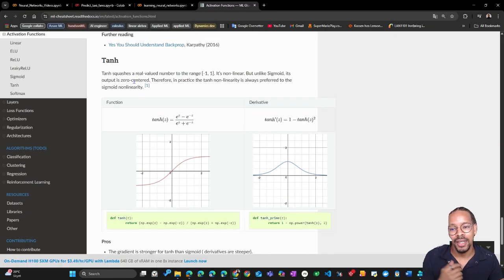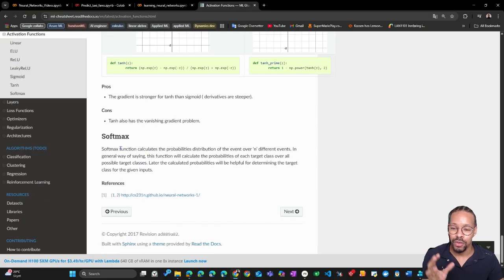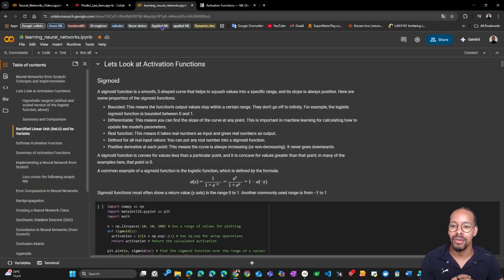And Tanh squashes everything between minus 1 and 1. We'll look at this too. And lastly, Softmax, which gives you probability distributions. So this is a quick overview. Let's just look at them actually in the notebook that I've created.